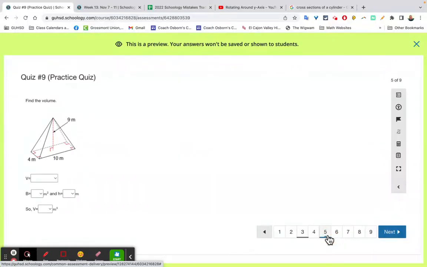Okay, so now what you're supposed to do is find the volume of this shape. So I'm going to draw this thing out real quick.